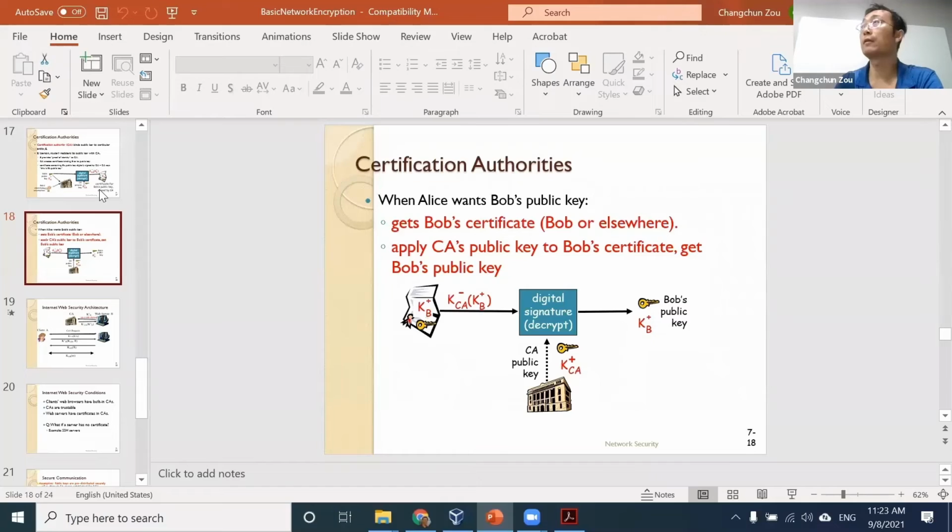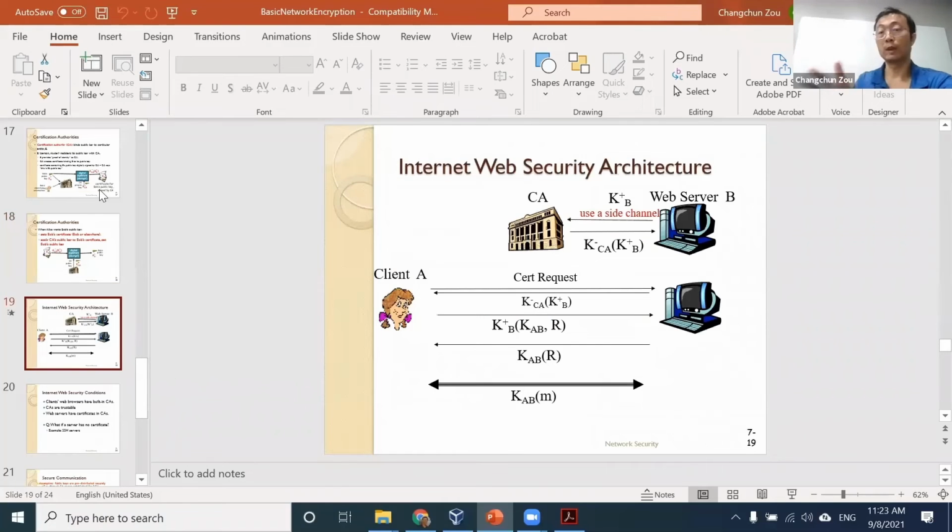Okay, any questions so far for this? Remember, this page is very important. Yes. So the digital certificate, the key point is this one. Digital certificate basically contains the public key of the web server.